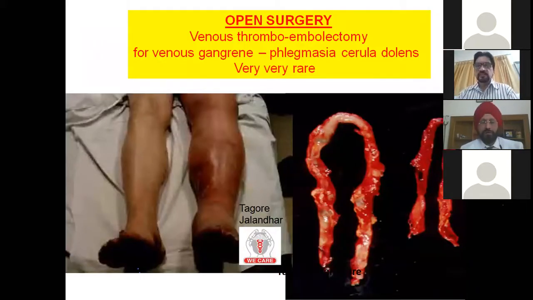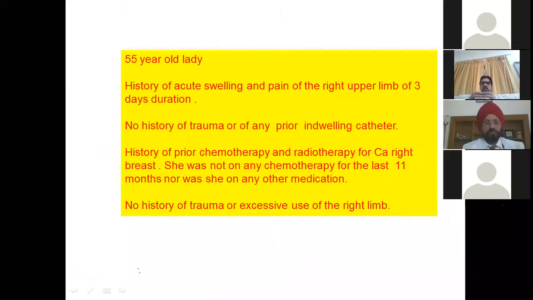Now, last, very, very rarely, in fact just once in 30 years, I have done an open surgery to remove the clot. This is a patient from Jalandhar when I was in Gore Heart Care, probably 1996. The patient came with venous gangrene, phlegmasia cerulea dolens. And at that time, 95, 96, we did not have thrombolytic agents. We just removed the clot with a normal Fogarty. That's about surgery. Again, I said just one case I have seen myself.